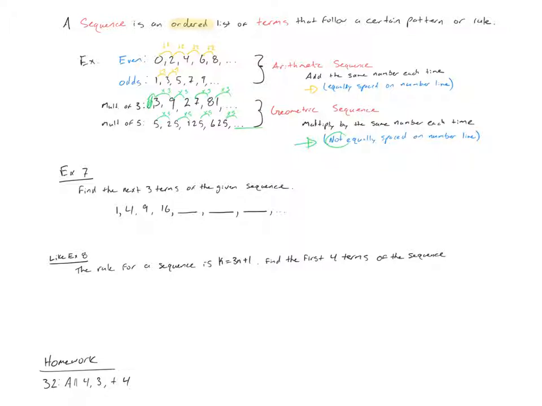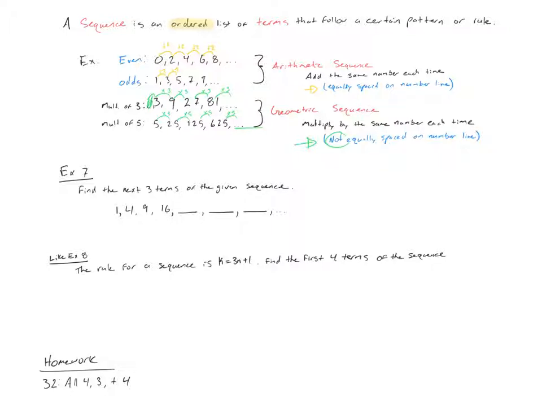This is example 5. It says, find the next terms of the given sequence. So notice here it goes 1, 5, 9, 16. I need to fill in these blanks. What's that? What's that? What's that? The next 3 terms. So I need to try to find a pattern.